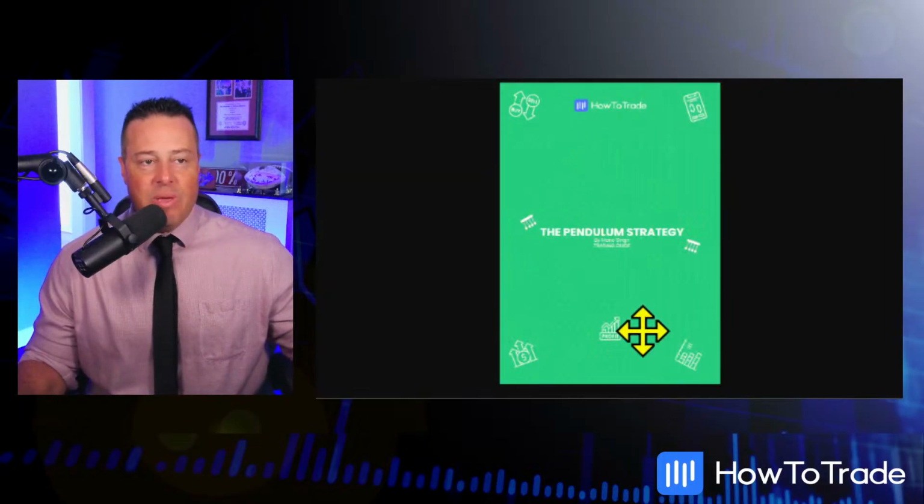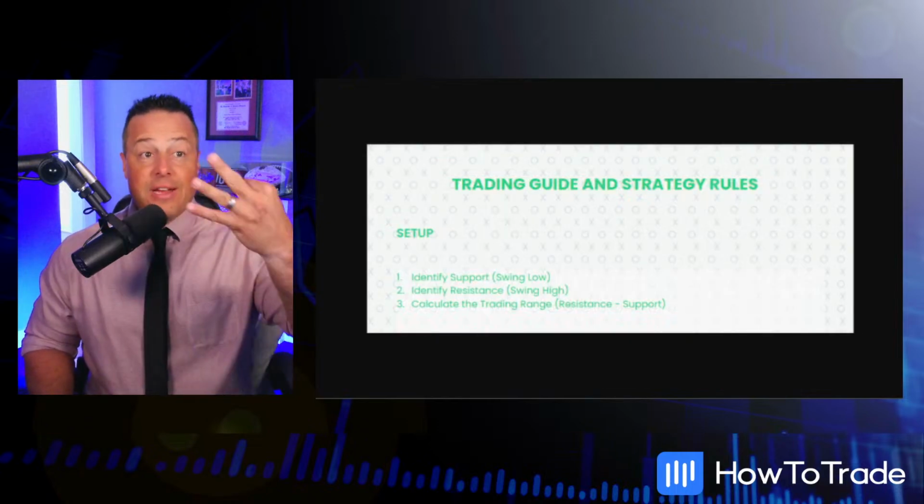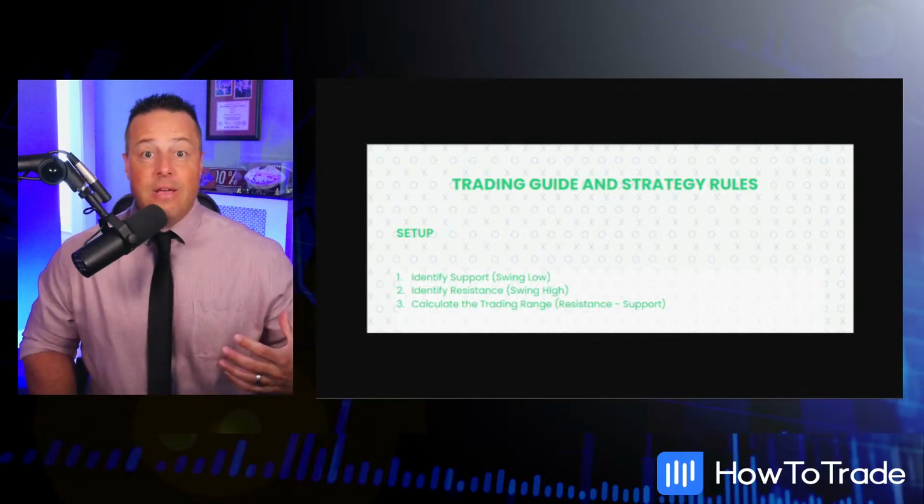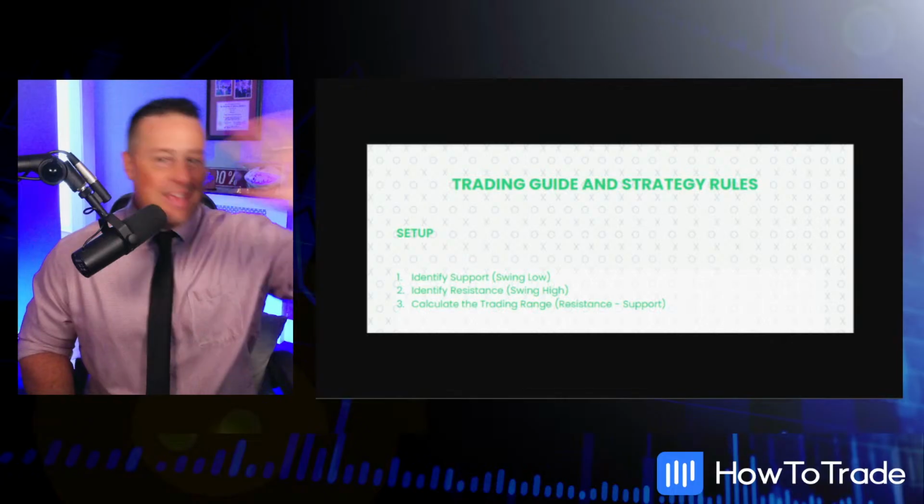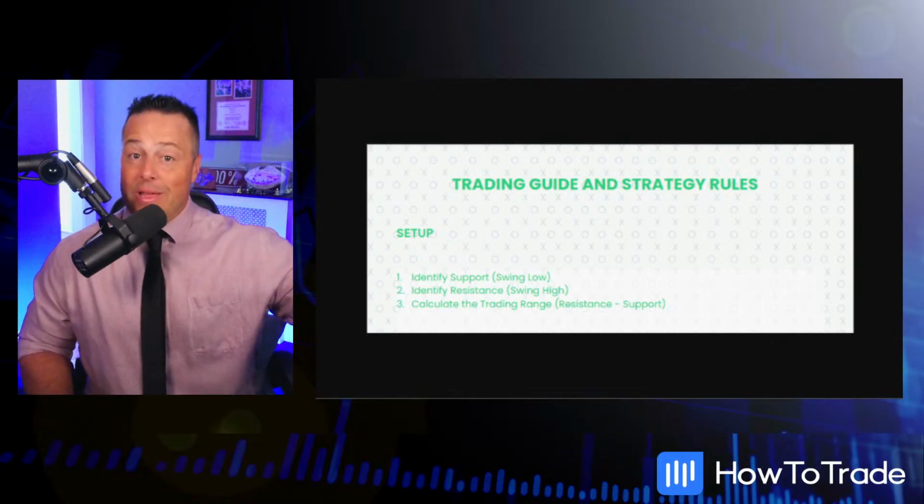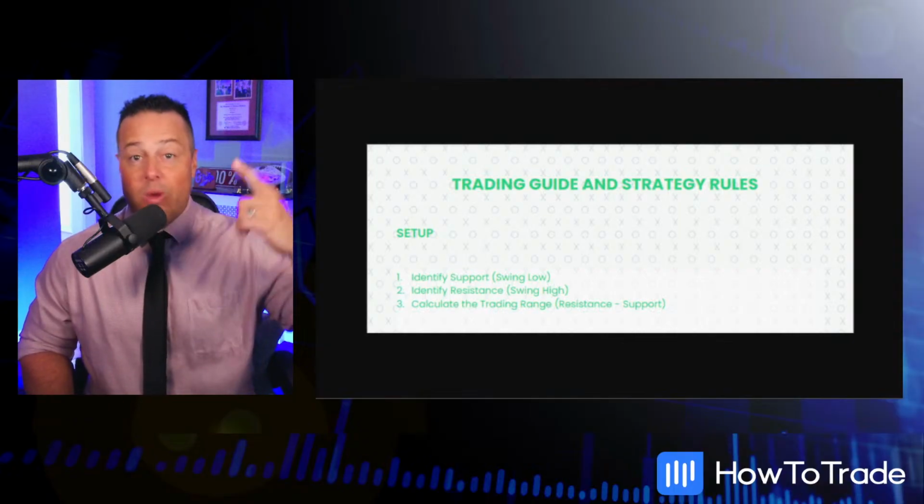This is a preview of the PDF right here. It's going to give you the full breakdown of the rules and everything. I like easy. There are 3 things right there to identify a pendulum. 3. That's it. We've gone over the psychology. I told you why you need to be able to trade rotation. You can make a lot of money doing it, but you've got to know when to do it and how to do it. This is one way to do it.